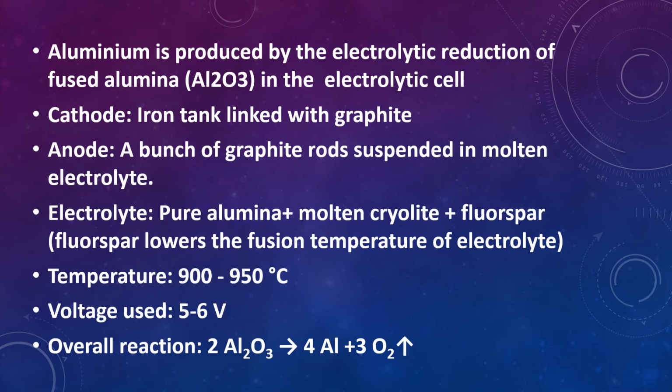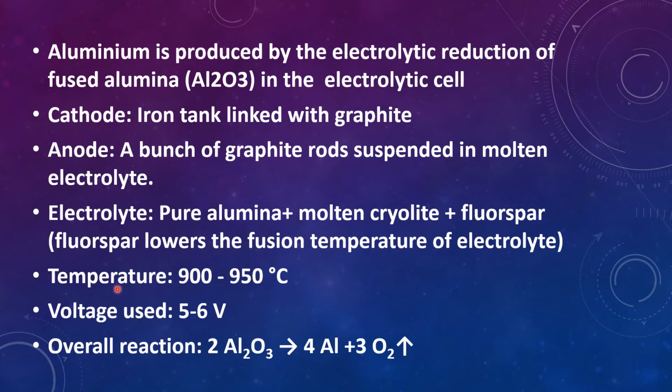What is the electrolytic solution? Pure alumina plus molten cryolite and fluorspar. Fluorspar lowers the fusion temperature of the electrolyte. Fluorspar is one of the combination ores of alumina. So pure alumina settles down and molten cryolite comes on top. We get pure alumina at the bottom. Then we can get the pure form of alumina.